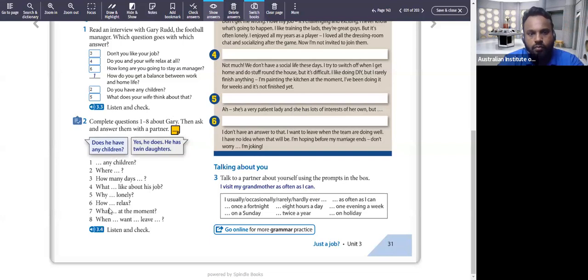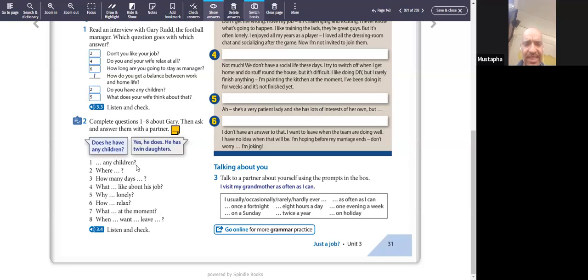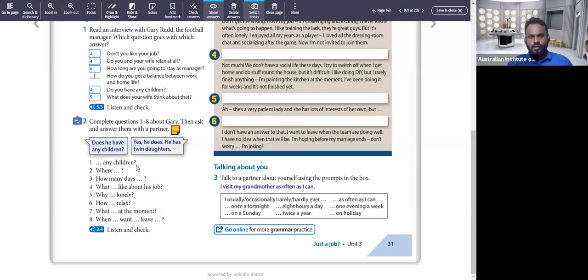See the form, 1 to 8. They are not completed. Complete questions 1 to 8 about Gary. Then ask and answer them with a partner. So first of all, we have to make sentences. Let's try if you can make a sentence. Can you make a sentence here? Question sentence. Dash any children. What will be here? Does he have any children? Yes, that's right. The first one.